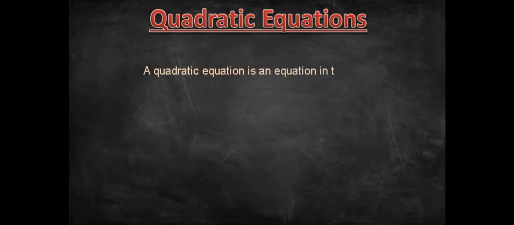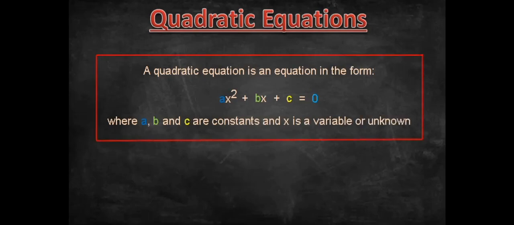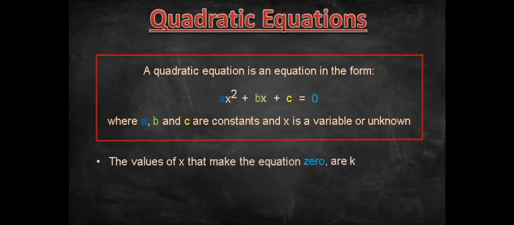Let's start by looking at what we mean by a quadratic equation. A quadratic equation is an equation in the form ax squared plus bx plus c equals 0, where a, b, and c are constants and x is a variable or unknown. The values of x that make the equation 0 are known as the zeros or roots of the equation.